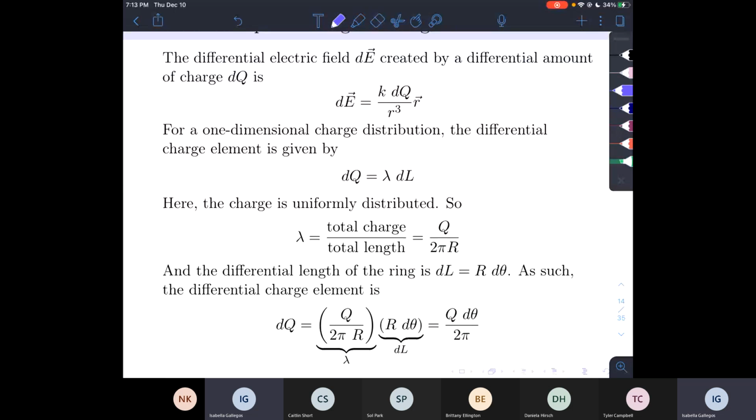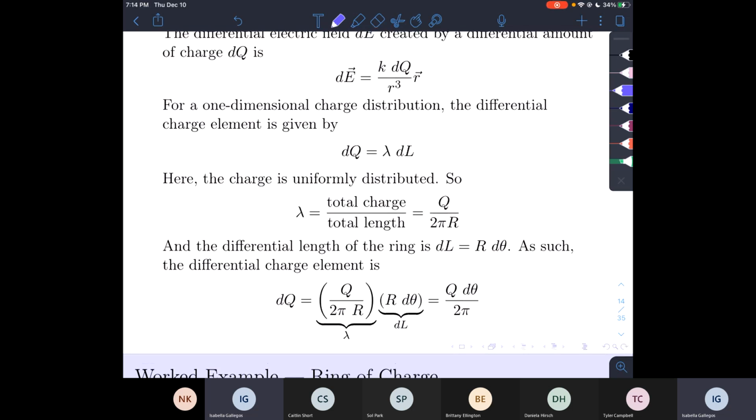Oh, sorry, I forgot to mention this, but whenever we're working with stuff that has to do with charge distribution, there's uniform and non-uniform charge distribution. If you have something non-uniform, it's pretty clear. They'll usually tell you, hey, rho is equal to 4r cubed or something like that. But if they tell you that something is uniformly distributed, exactly like the slide says, that's total charge over total length for 1D, or if it was 2D, it would be total charge over total area or volume, right?